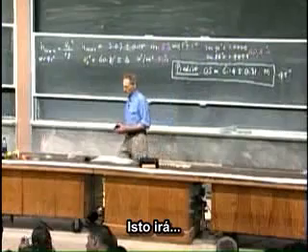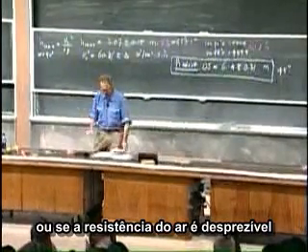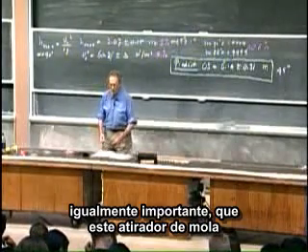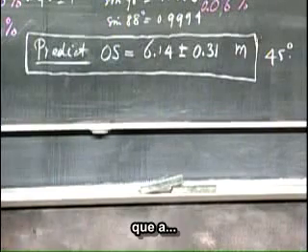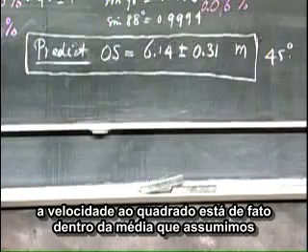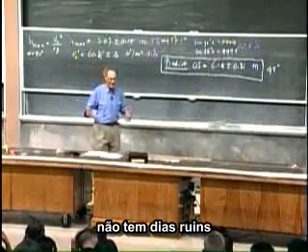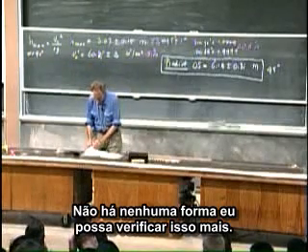This will only hold if there is no air drag, or if the air drag is negligible. And of course, equally important, that spring gun, when the ball comes out, that the velocity square is indeed within the range that we have assumed, and that it doesn't have bad days and good days. There's no way I can check that anymore.